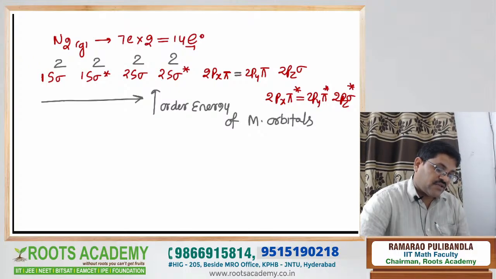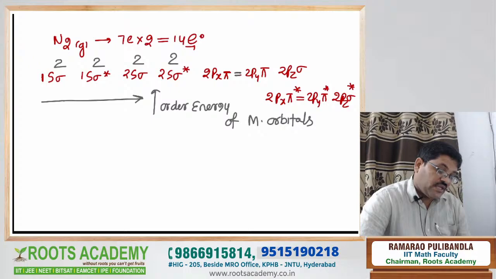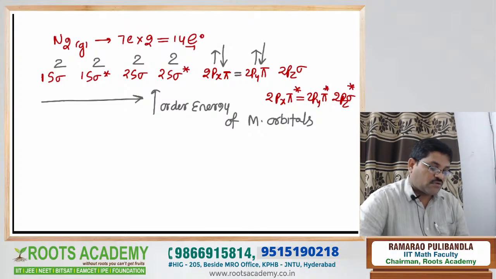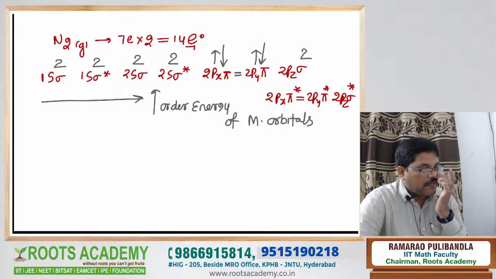Because of the equal sign, you can apply Hund's rule here. What is Hund's rule? Each molecular orbital is filled with a single electron with the same spin first. Later pairing takes place with opposite spin. Now totally 12 electrons are completed. Again, 2pz sigma has 2 electrons, because a single molecular orbital accommodates 2 electrons.